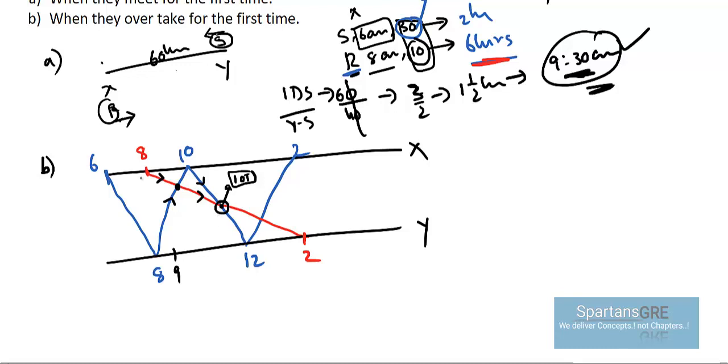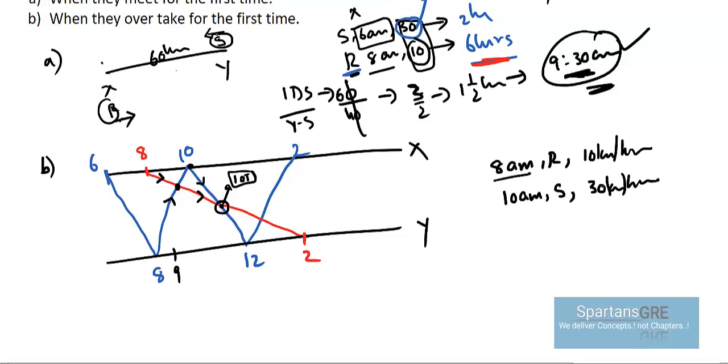Now take this red line. It says 8 a.m. For whom? It is for R. His speed is 10 kilometers per hour, right? And take this blue line. This blue line is starting at 10 a.m. and this is for S and his speed is 30 kilometers per hour. Now you see, the slower one is starting at 8 a.m. and the faster one is starting late, 2 hours late. So now the overtaking condition is satisfied. Now you can find the answer.